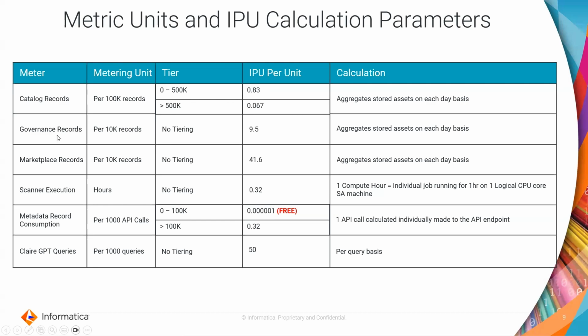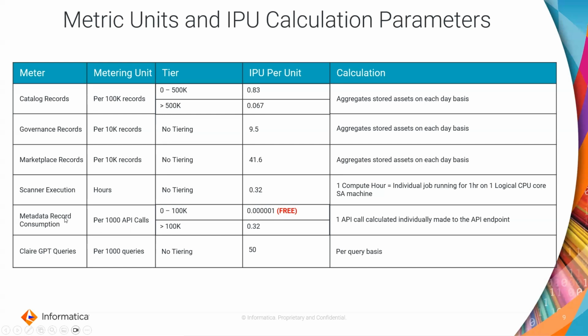Similarly, for the governance records, the metering unit is per 10K records. There is no tiering, and the cost is 9.5 IPUs. Marketplace records are per 10K records, no tiering, 41.6 IPUs per unit. These three are the per-record meters. Now coming to the scanner execution, the metering unit is hours. This also has no tiering, and the IPU per unit is 0.32.